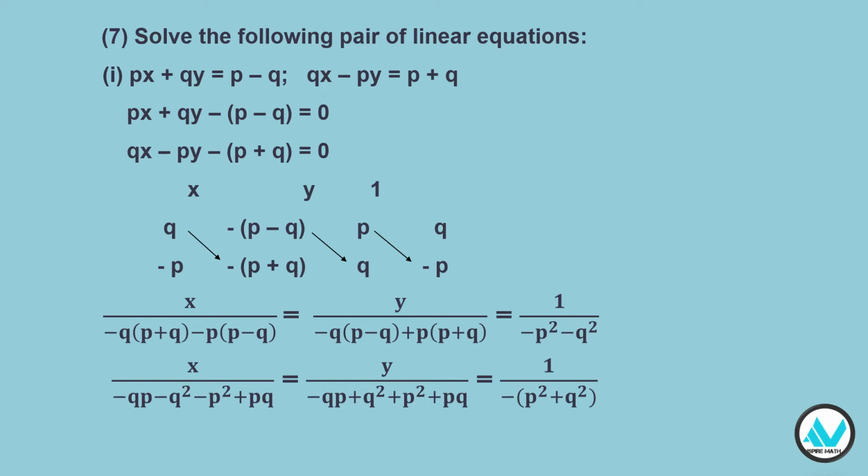So we know for the cross multiplication method, we write the y coefficient first, then the constant, then the x coefficient, then the y coefficients again. Now here I'm going to multiply these two, that is q into minus (p plus q). That is what I have written here. Then minus, that is a given condition. Then again minus into minus gives me plus, so p into (p minus q), that is also written here.